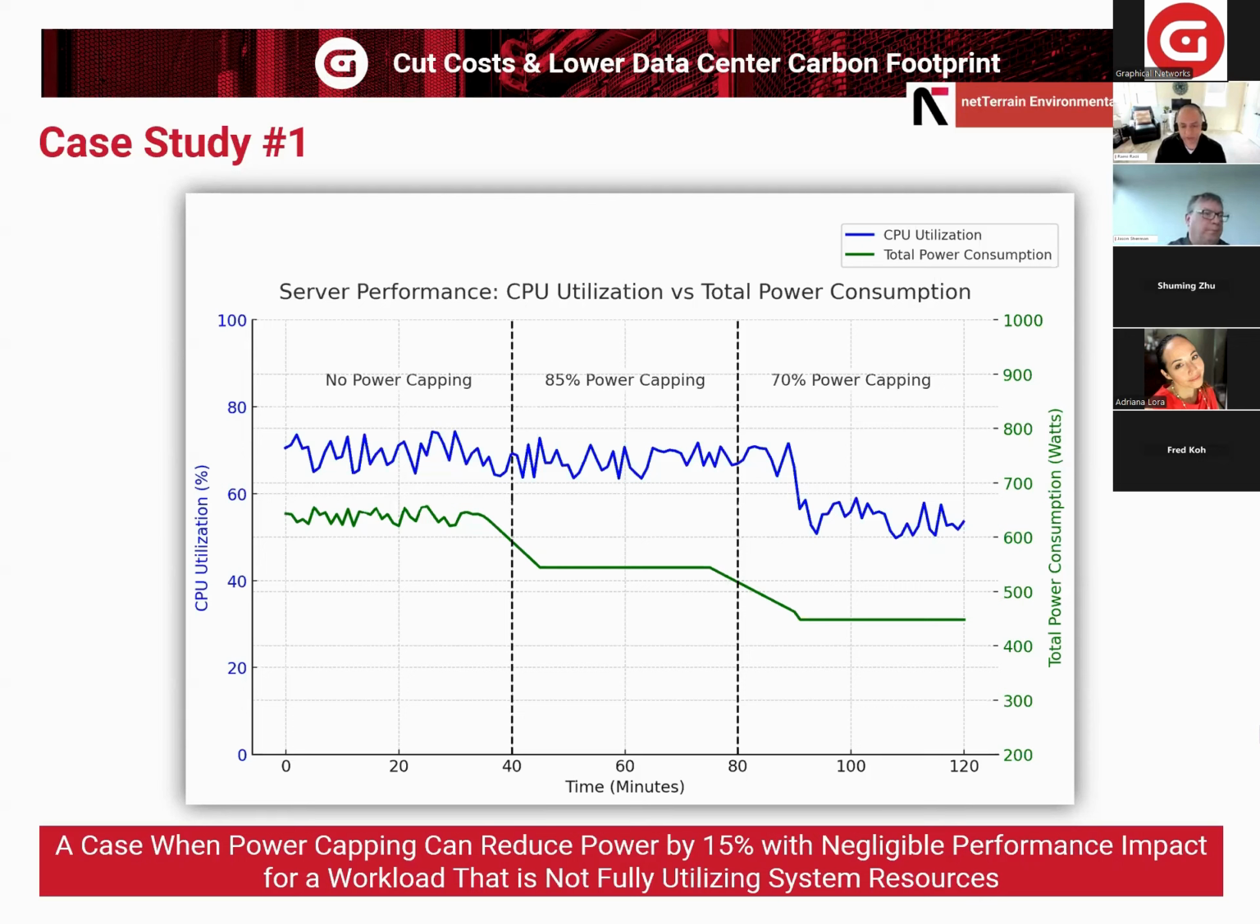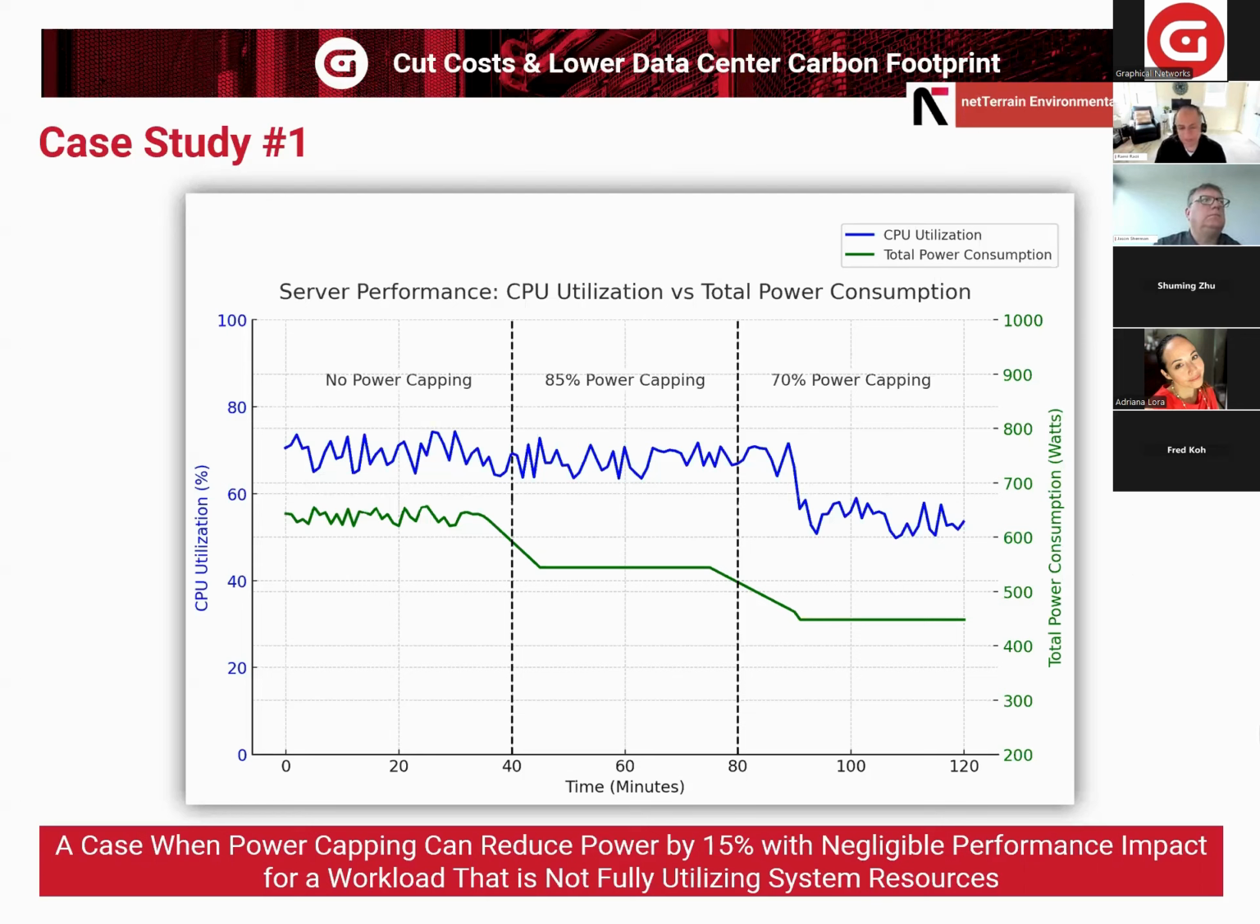So you can see here the green line represents the power consumption. And you can see here that after 40 minutes, we've implemented a power policy that caps the power by at least 15%. And in this case, you do not see any impact to the CPU utilization, or in this case, the performance of the system. If we go more aggressive and we do a more aggressive power capping, that's when you start to see a decline in performance. So we found that typically that sweet spot is around 15%.